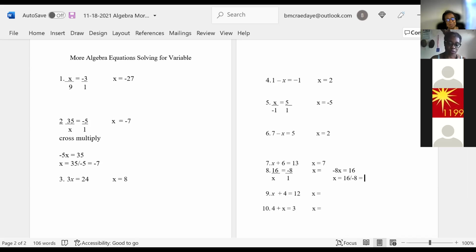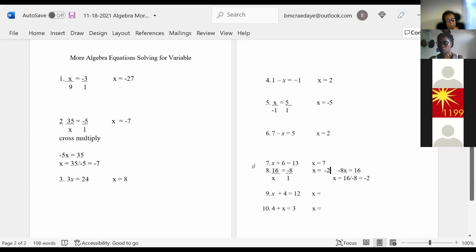Plus over minus, unlike signs give you a negative, Maureen. We just had one like that: 16 divided by minus 8 gives you a negative 2. All right, Maureen, so your answer would be negative 2. Remember your signs.